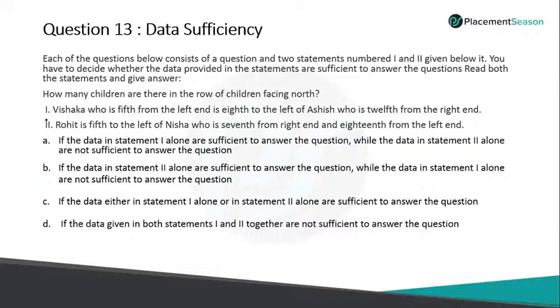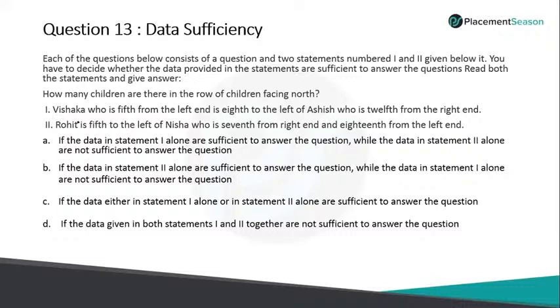The question given is how many children are there in the row of children facing north. So I don't want to find who's facing north or who's facing south. I have to find how many children are there. That's my question. I need to find the number of children by the statements given.